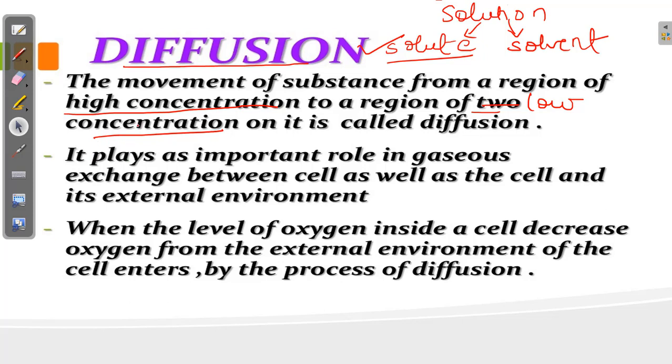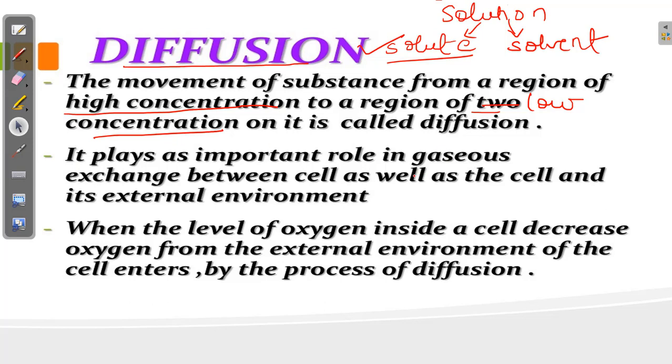I can compare it to an analogy. Say you are a solvent, I am also a solvent, and we have a solute, that is chocolates. So you are having more chocolates and I am having fewer chocolates. When we are near to each other, what will happen? The chocolates will move from you towards me. Why? Because you have a higher concentration of solute and I have a lower concentration of solute. So the chocolates will try to move from you to me, and hence that process is said to be diffusion.